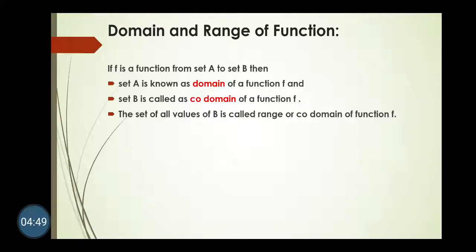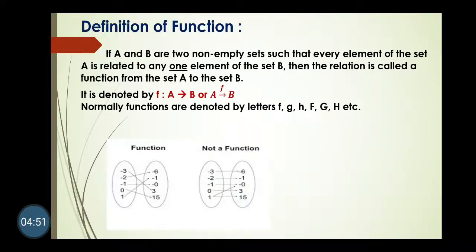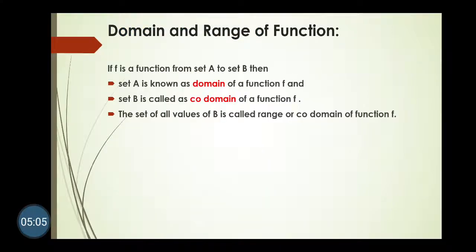Now see the domain and range of the function. In the previous slide, the first bracket or first curve is the domain, and the second one is the codomain, or you can also call it the range. So if f is a function from set A to set B, then set A is called the domain of the function, and set B is called the codomain of the function. The set of values of set B is also called the range of the given function.